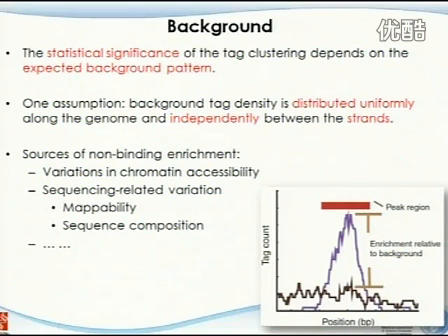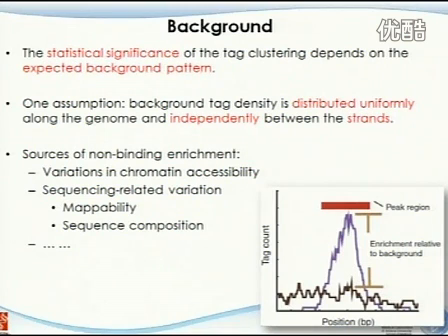Another one is more like a sequencing-related variation, which includes the mappability issue. Maybe in some nearby region you don't see any signal because it's not really mappable, or some sequences are harder to sequence than others. For example, if a sequencing read is 90% CG, it's pretty hard to sequence that fragment. If you've got more AT, you can. So those sequence composition differences can also give you this sequence-based variation.